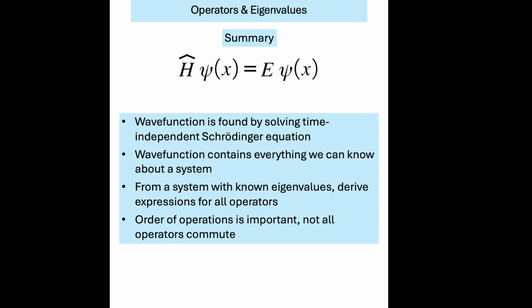And the order of operation is important. Not all operators commute, right? The commutator, which we have down here, is non-zero for some operators, and then we'll find that they don't have, if this is equal to 0, then they don't have an uncertainty relationship. But for some operators that don't commute, where this commutator has a non-zero value, then those operators will experience an uncertainty relationship.